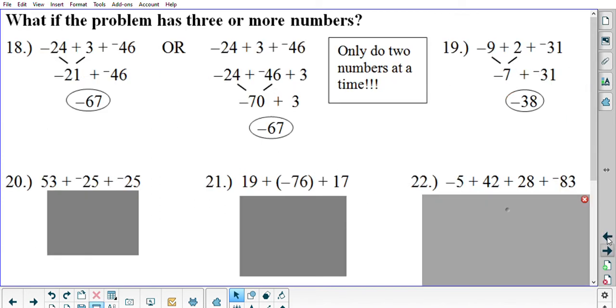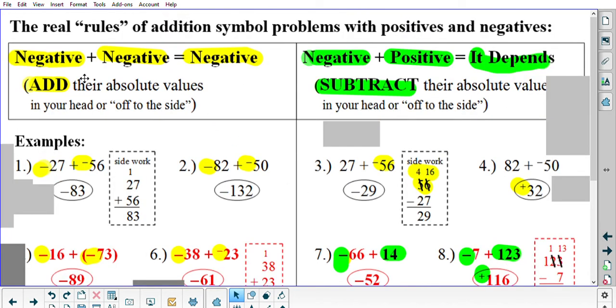All right, at the bottom of the page, we're changing the game just a little bit. We're throwing more than just two numbers into the mix, 3 or 4 numbers. Now, here's the deal with these problems. Listen carefully. We all know the rules are different as to when you have a negative plus a negative or when you have a negative plus a positive. The rules are very different, aren't they? When it's a negative plus a negative, you add. But when it's a negative plus a positive, you subtract.